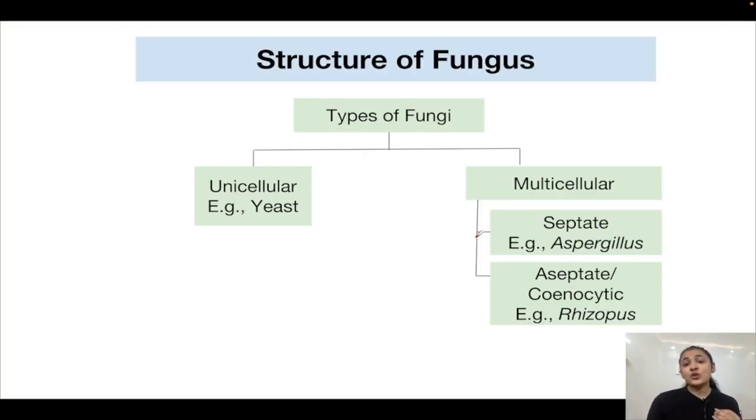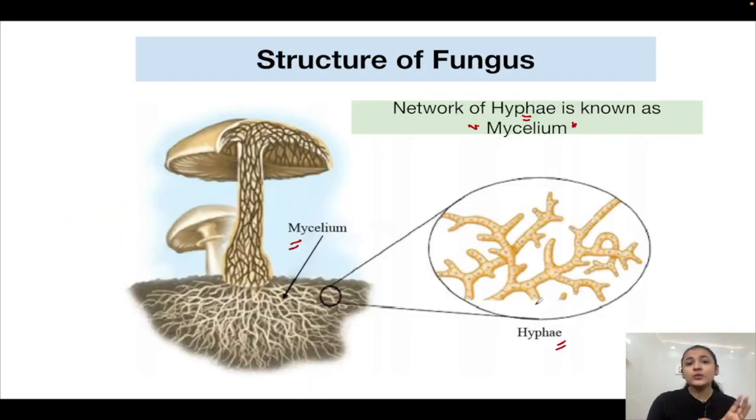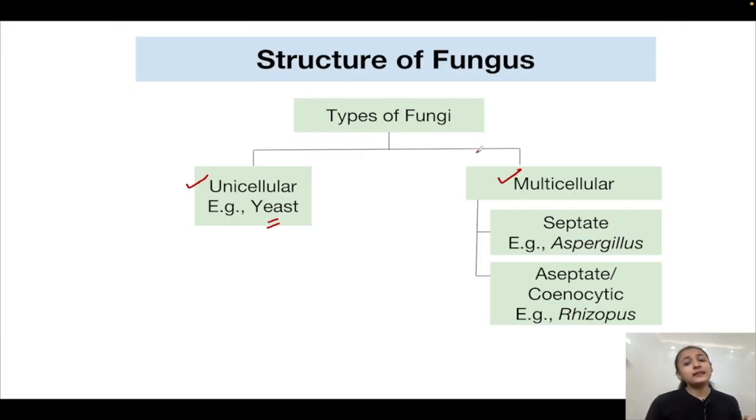If we talk about the types of fungi, they are of two types. They can be either unicellular or multicellular, okay? There is only one unicellular fungus, which is yeast, okay? We saw in that previous picture that yeast is made up of single cells, okay? Yeasts are the only unicellular fungus to exist. And then there are multicellular fungi. Most of the fungi except yeast are multicellular. Even among multicellular fungi, they are of two types. They can be either septate or aseptate.